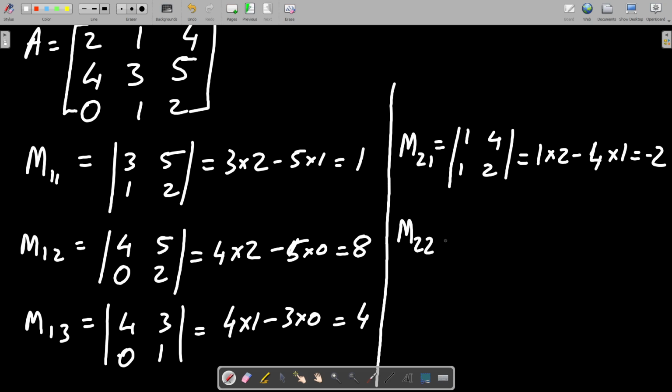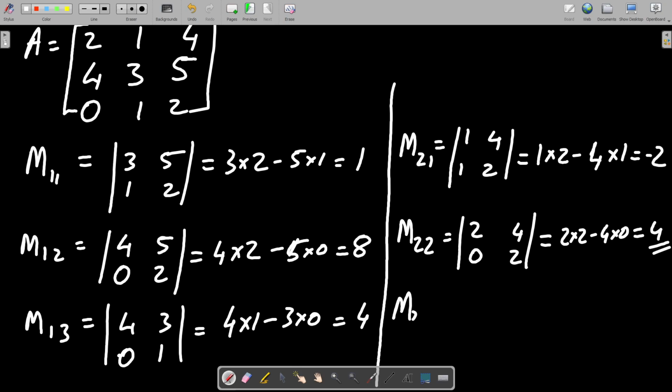So M22. This is going to leave you with 2 4 0 2. And M... two into... finish writing.